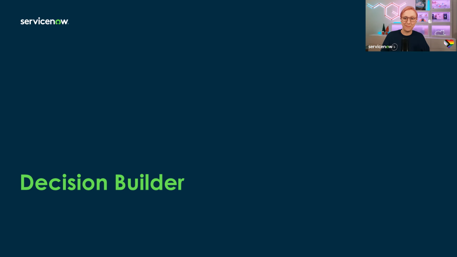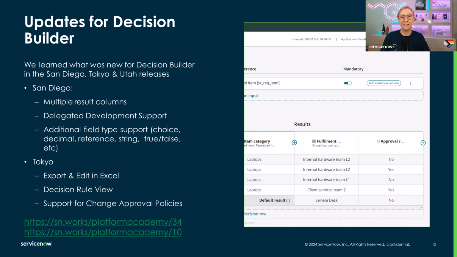And next up is Decision Builder. The first Academy with Julia is still an all-time favorite over 2 years later, so we knew we needed to do a new session to catch everyone up on what's new for Decision Builder. This follow-up session happened in April, and we included new features and UX improvements from the last 3 releases.